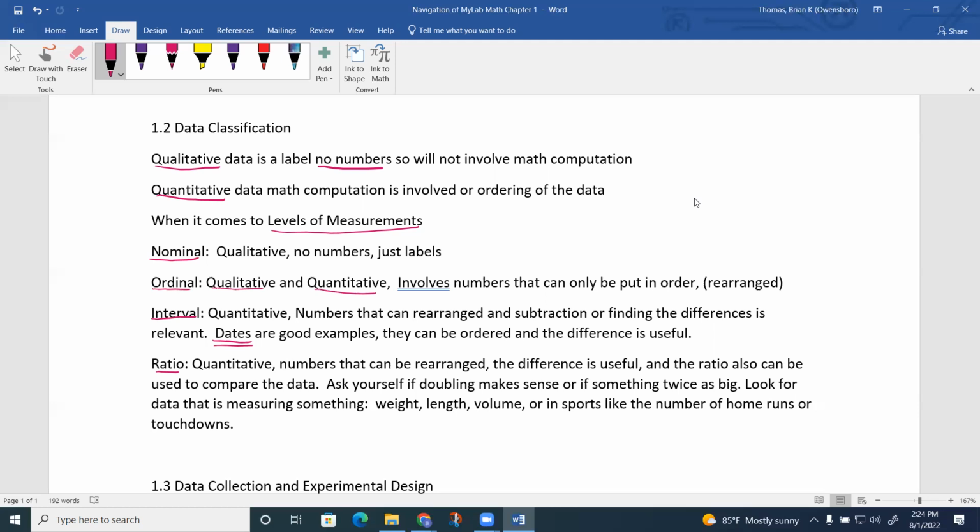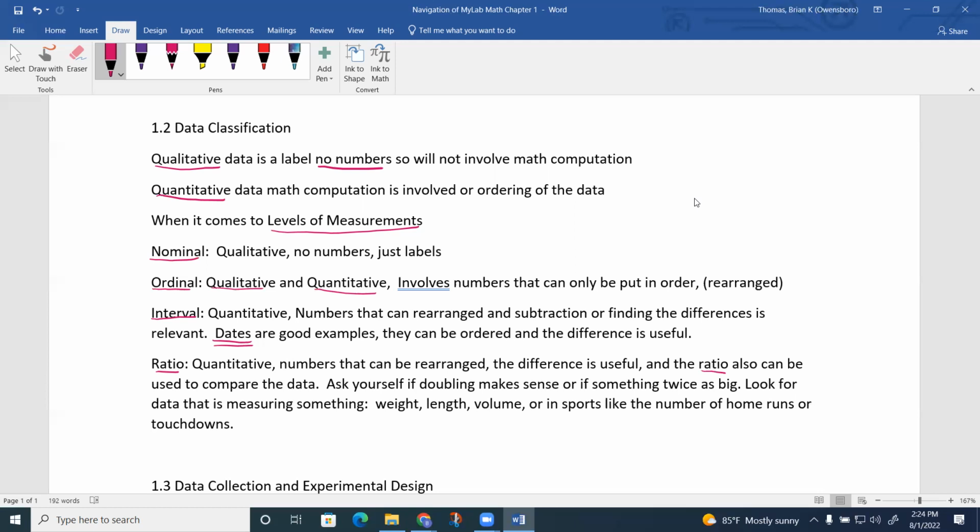Ratio is quantitative data as well. The numbers can be rearranged. The difference is useful, but also a ratio can be used. In other words, we can write things like fractions. So with ratios, what you can do is ask yourself, does doubling make sense? Or in other words, is something twice as big as the other piece of data? If doubling or twice as big seems to fit the data, then ratio would be its level of measurement.